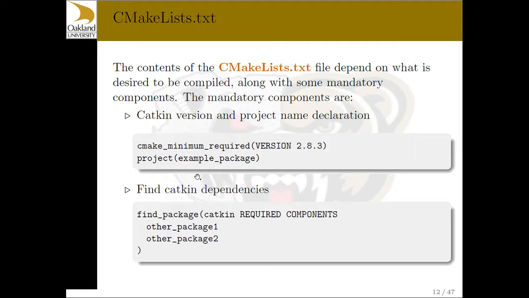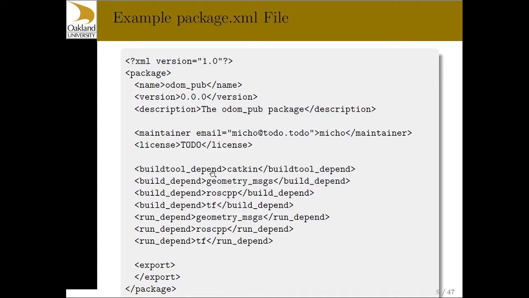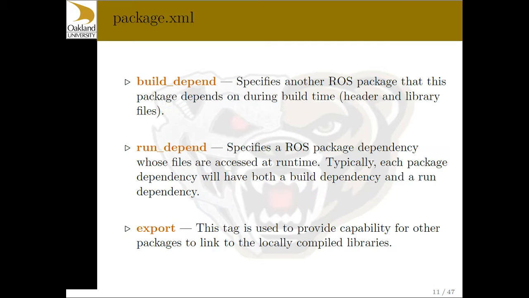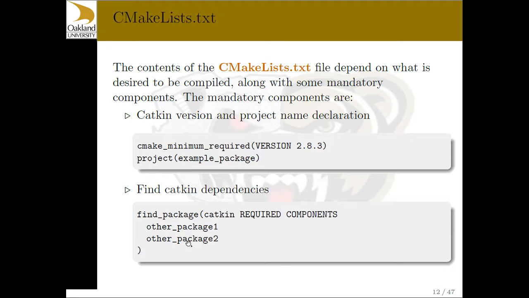The next piece is called find_package. This is how you link all of your things in your package to your dependencies. So find_package, catkin REQUIRED COMPONENTS, that's always going to be there. And then you make a list of all of your package dependencies. And this list is going to match this list. So if you have geometry_msgs, roscpp, and tf in your package.xml, you're also going to have those three things here in this find_package command.